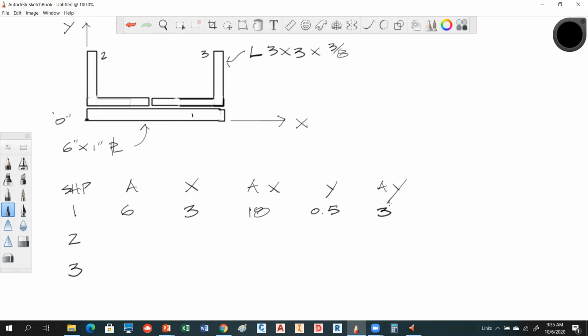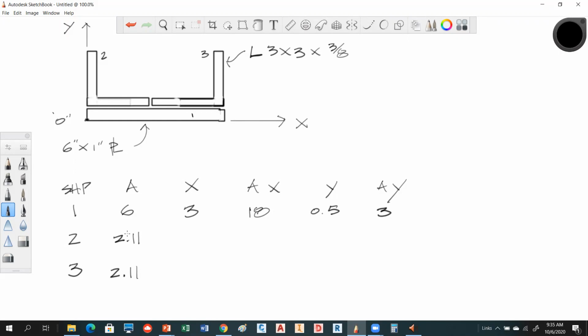So if we look at the 3 by 3 by 3/8, who can tell me what the area is right off that chart? 2.11. Everybody agree with that? 2.11. And what's true about 2 and 3? Same exact angle, right? So we can go ahead and put that area down there. That's kind of nice. When you start using these, the charts make it real simple.